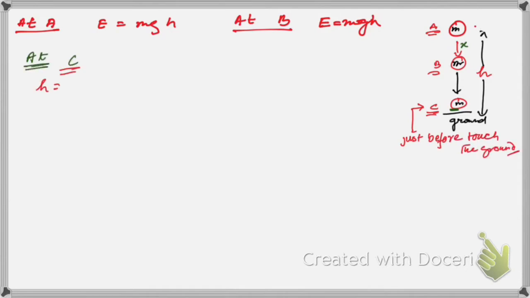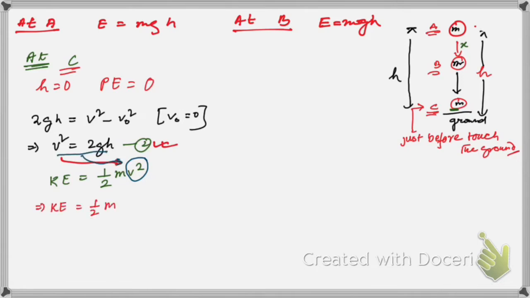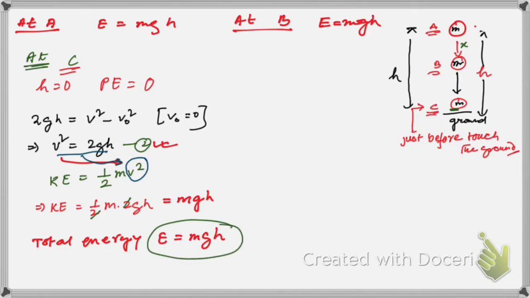Now here the height is 0, so the potential energy will be 0. Using v square minus v naught square equals 2gh, v naught will be 0 because the initial velocity was 0 before it was allowed to fall. So v square is equal to 2gh. This is equation number 2. Now kinetic energy is half mv square. Putting the value of v square from equation number 2, we get half m times 2gh, the 2 cancels, so we get mgh, that is the kinetic energy. And as the height is 0, the potential energy will be 0.